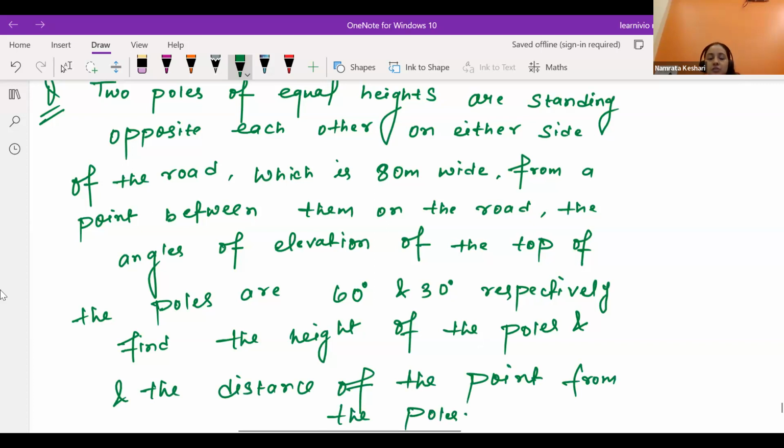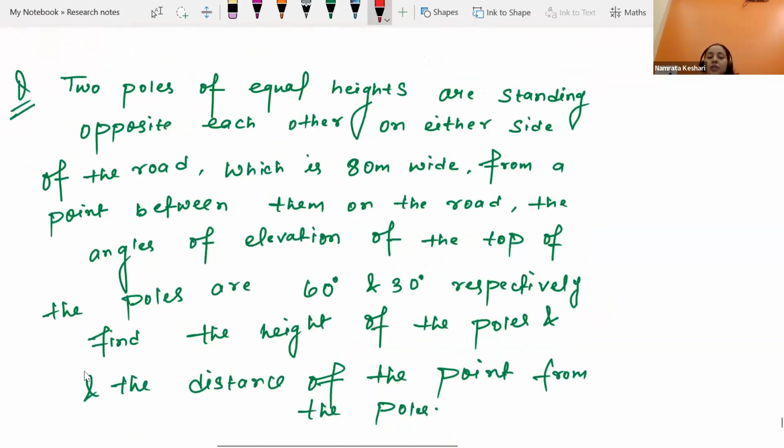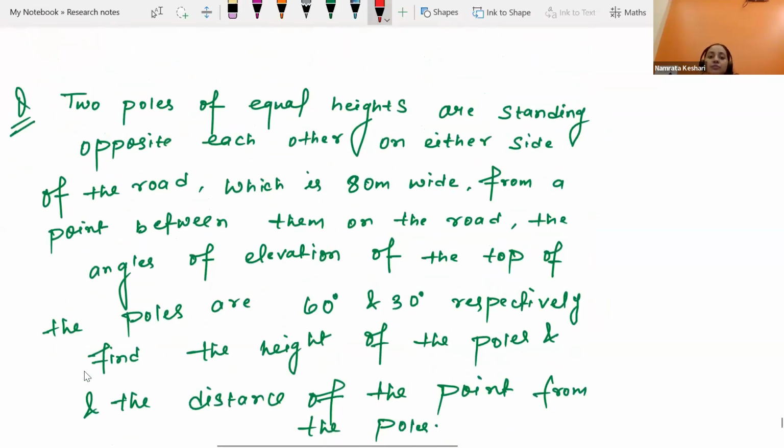Okay. Here the question says that two poles of equal height. First we need to draw the figure properly. Then it will be simple. It will be visible from the figure how many right angle triangles we are having, which side is given, which side we are trying to find. Everything will be clear once we draw the figure. So let's draw the figure.